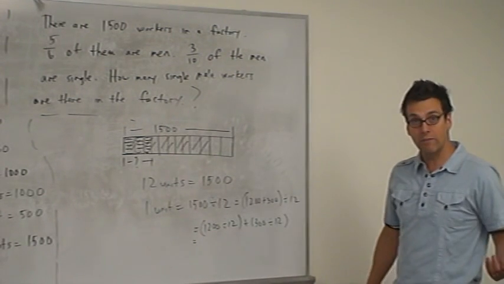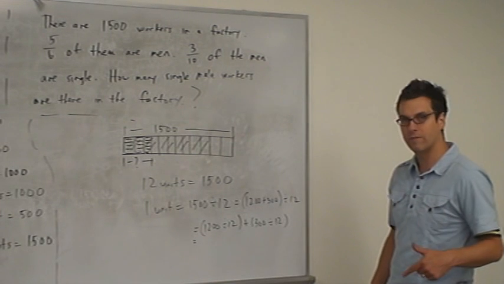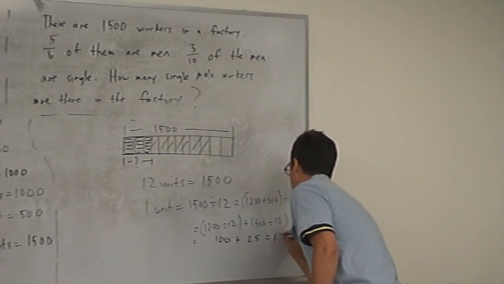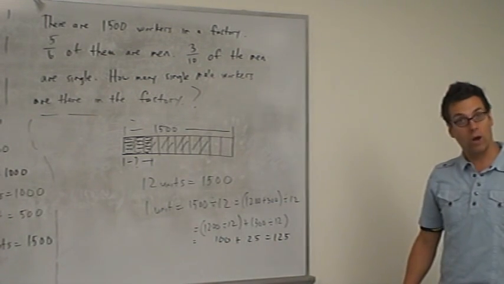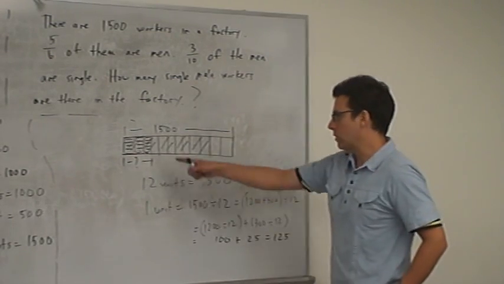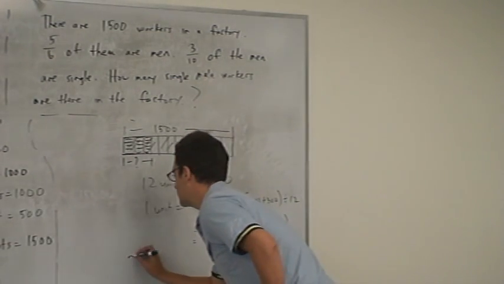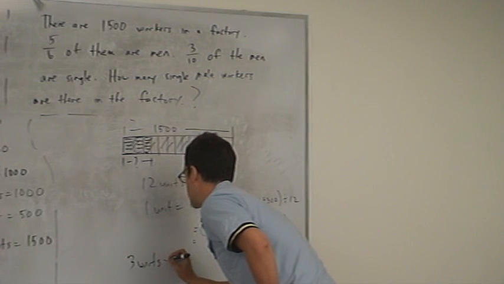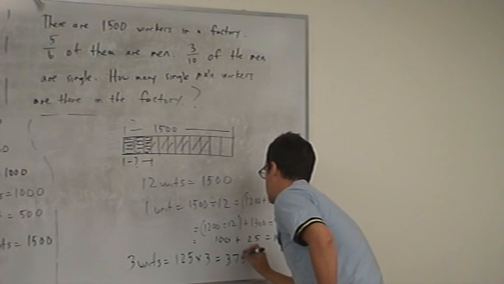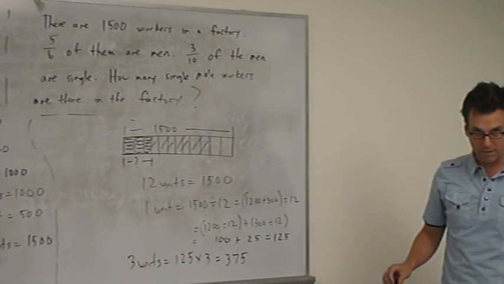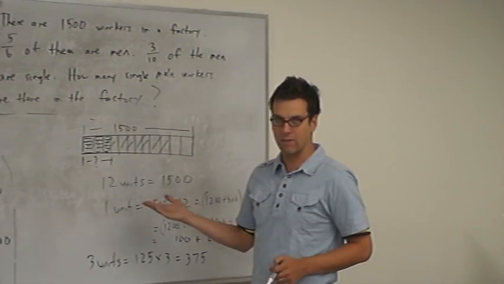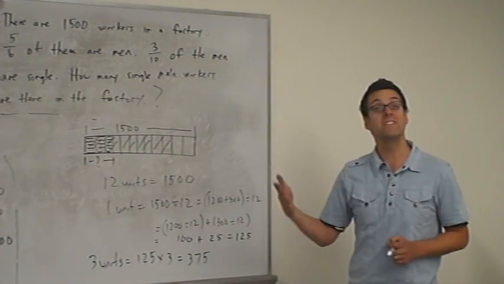Well, 1,200 divided by 12 is quite obviously 100. 300 divided by 12 is 25. So we get 125 for an answer to what 1 unit is equivalent to. 1 unit is 125. If we look at our diagram, we're interested in 3 units. Again, our models of multiplication tell us that if 1 unit is 125, 3 units is 125 times 3, which is 375. Once again, I'm out of room, but we would write a complete sentence answer. 375 male workers work at the factory, or single male workers work at the factory.